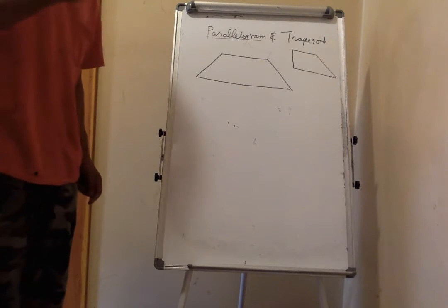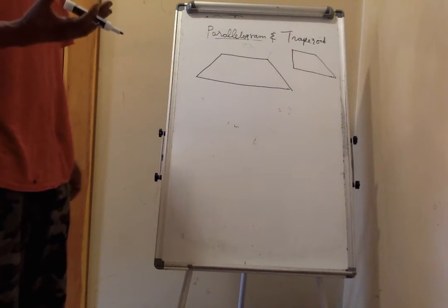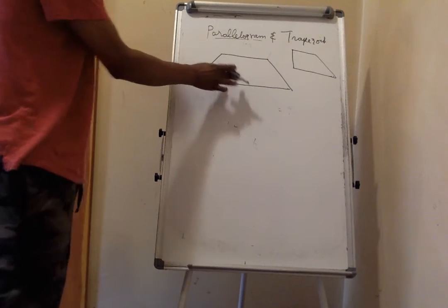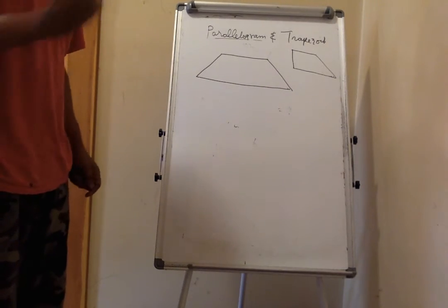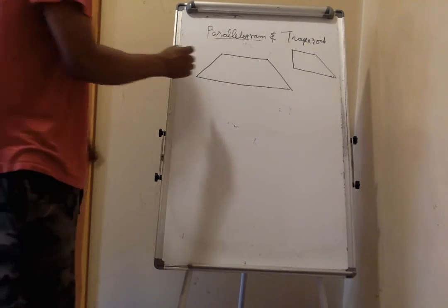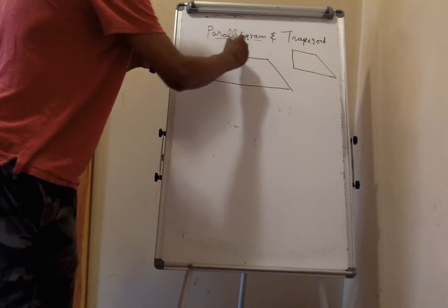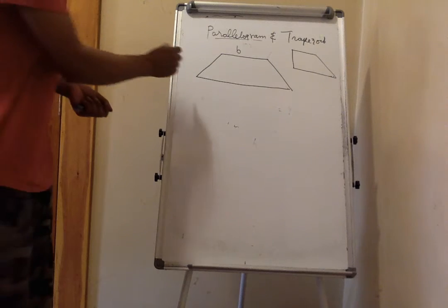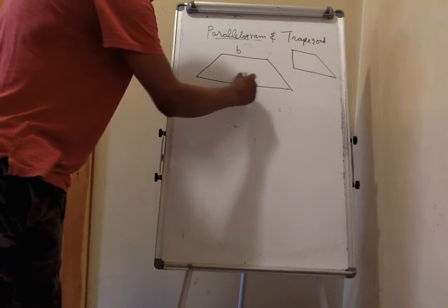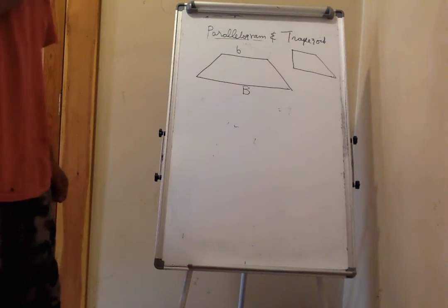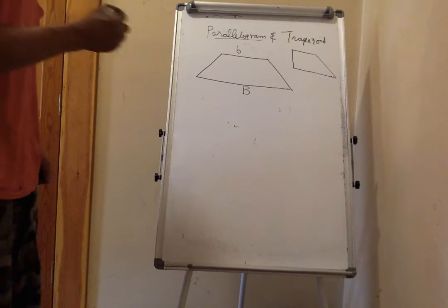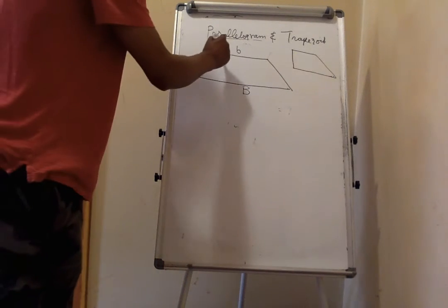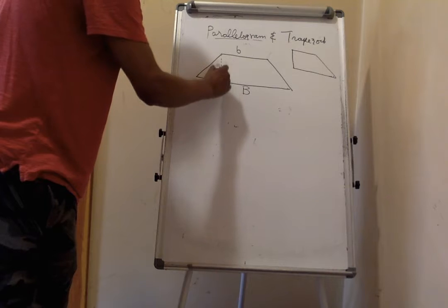And what distinguishes the trapezoid from a parallelogram is this one is smaller than this one. Therefore, we have to name it differently. This one is the small b, the small base. The larger base, we call it the capital letter B. And then, of course, like the parallelogram, you have the height.